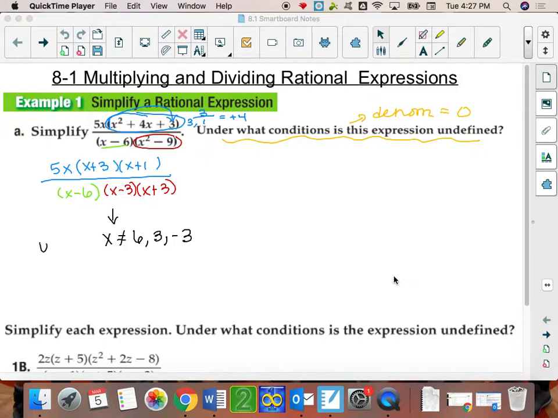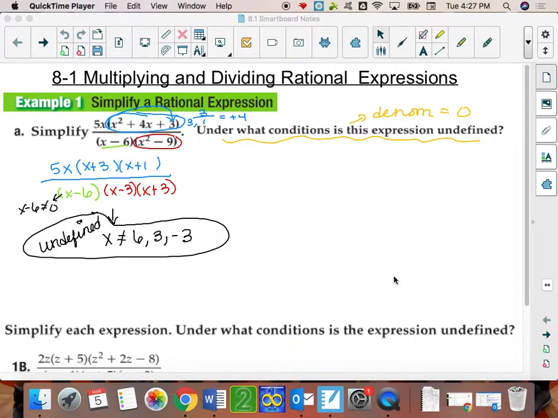That's when this expression would be undefined. So that's the first part of our answer. And if you're not sure how I did that, I'm saying x minus 6, we don't want that to equal 0. We don't want x minus 3 to equal 0. And we don't want x plus 3 to equal 0. And then I'm just solving for x.